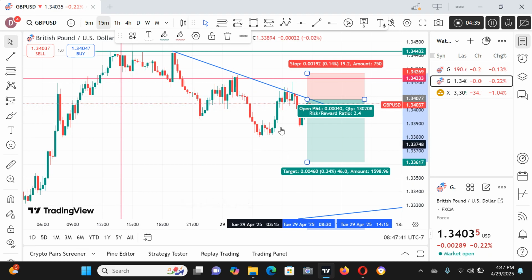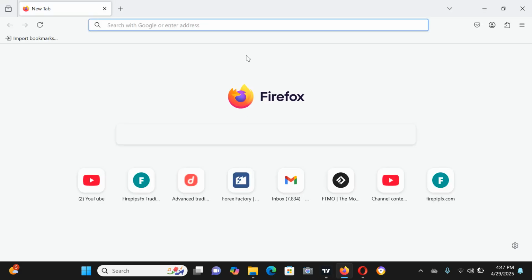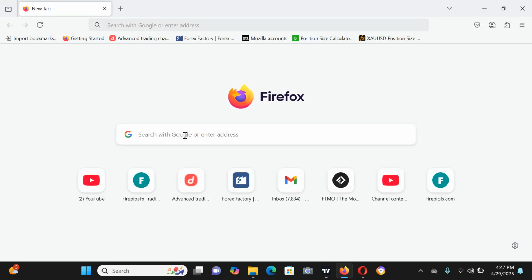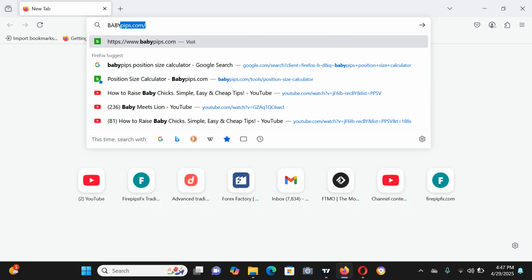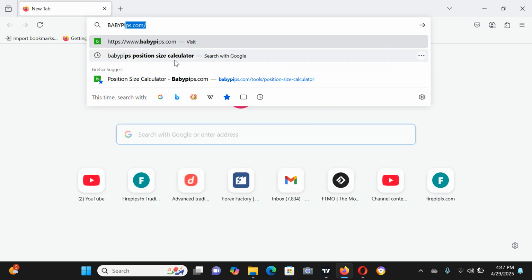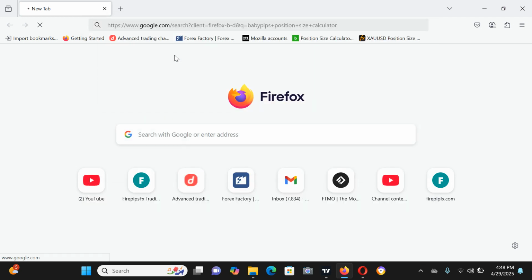All right. So after you have done your top-down analysis and you know where you are going to place your trade, you have placed your short position, then you go to Chrome and type Babypips position size calculator. So this is what we are going to use in calculating our risks.